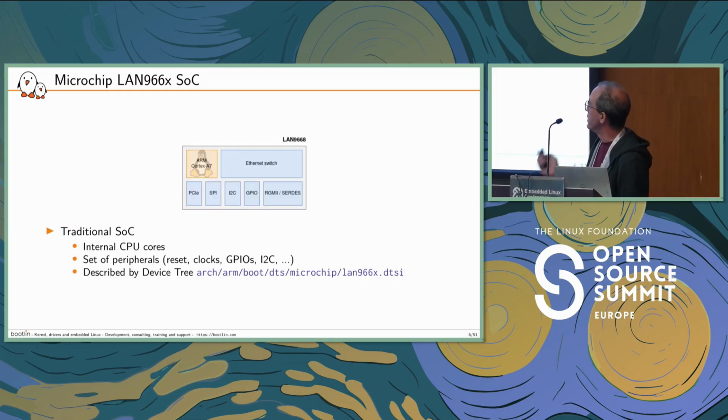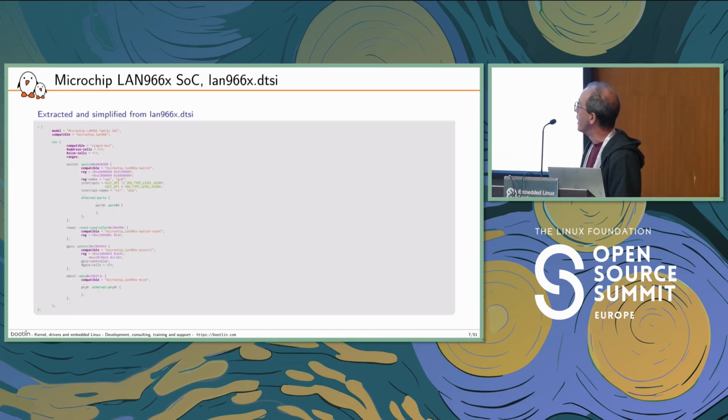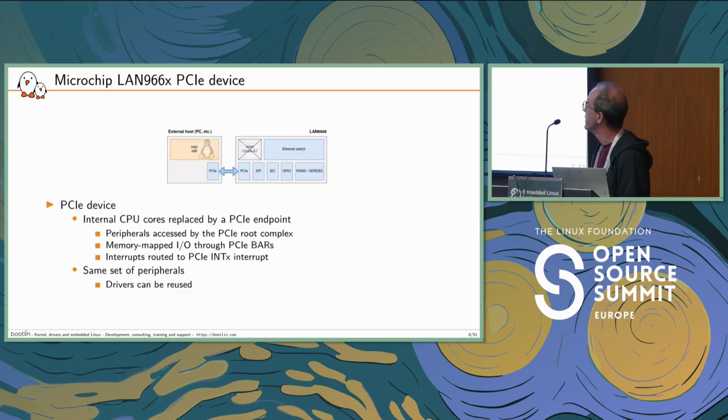So, in the traditional SoC, we have the internal CPU cores with a bunch of peripherals, as usual, and everything is defined with a device tree, in this case, the lan966x DTSI. Just an extract of this DTSI, nothing strange in that. There is a SoC node with a bunch of devices under that node.